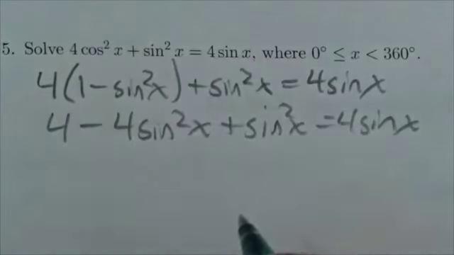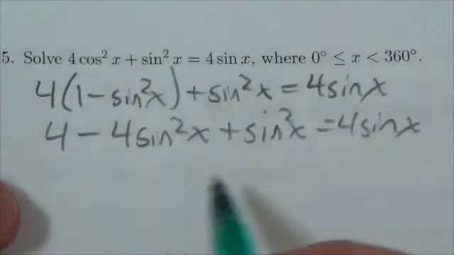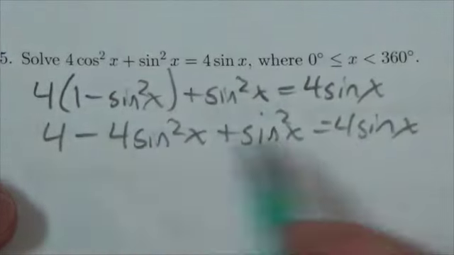Now, perhaps you're looking at this and thinking, there's so much going on with the trigonometry, I don't like that. So I'll tell you what, I don't know what x is, so I don't know what sine of x is, so let's just make sine of x be x. And so this becomes 4 minus 4x squared plus x squared equals 4x, and I can work with that far easier.